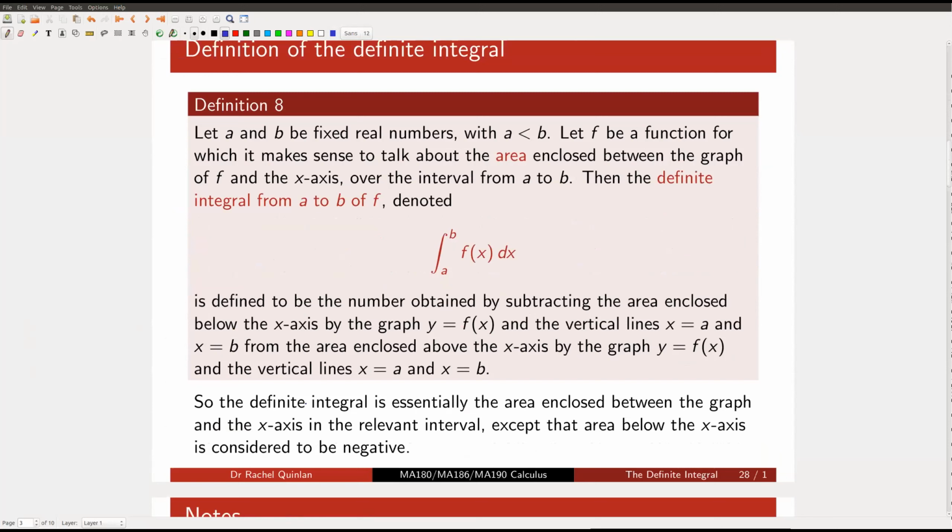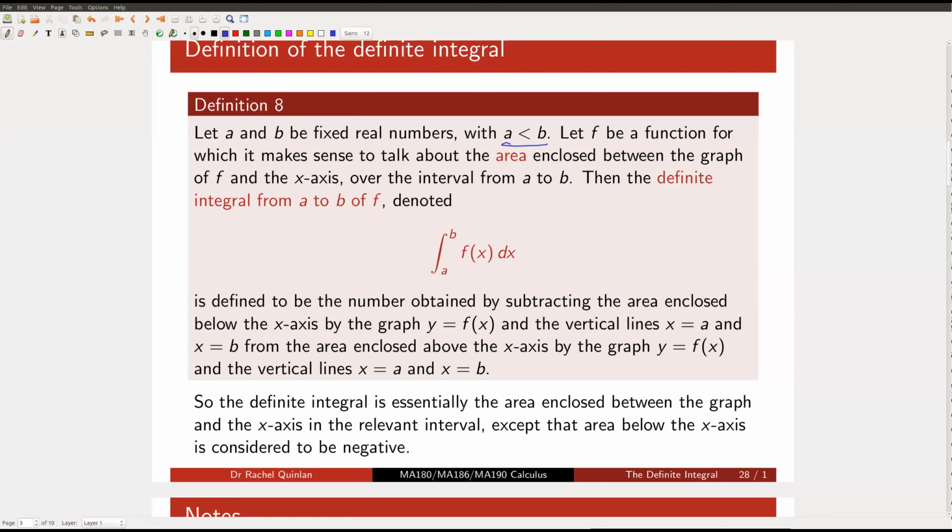So if a and b are fixed real numbers with a less than b, when you see a less than b here, think of that as saying that a is to the left of b on the number line, and let f be a function for which it makes sense to talk about the area enclosed between the graph of f and the x-axis over the interval from a to b. That's a slightly vague statement, but what it means is basically that the graph of f is either continuous or at least has only a finite number of discontinuities, is defined more or less everywhere on the interval from a to b, and doesn't fly off to infinity, so that this area is not something that's infinite.